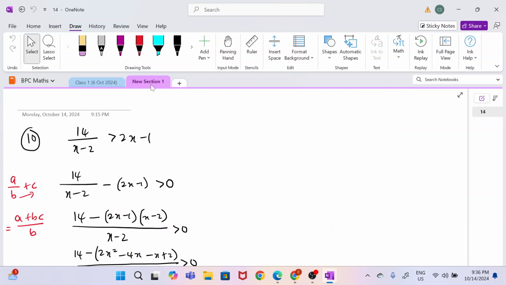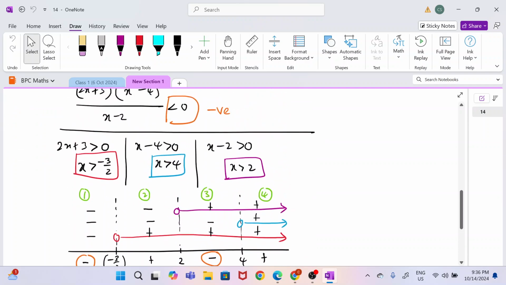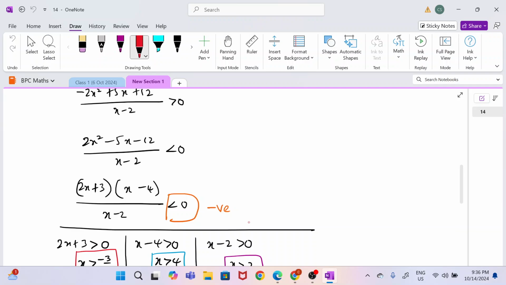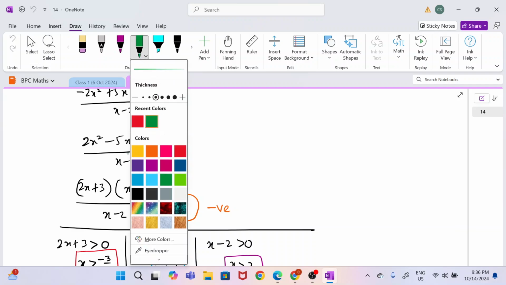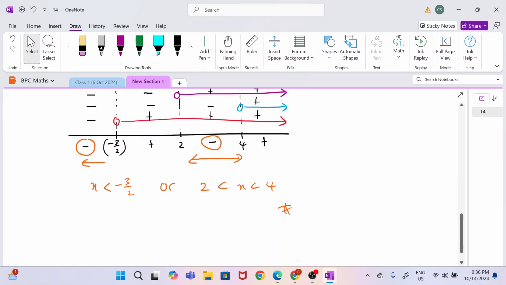Okay, that's how you have to think. Now go back to our answer here. Looking at this one, the denominator is x minus 2 equal to 0. Okay, x cannot be 2. We don't want this. We don't want x equal to 2. Does our answer include 2 here?